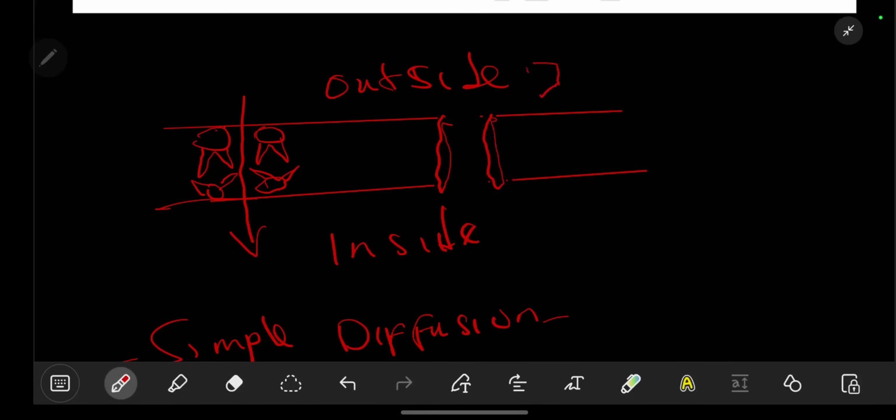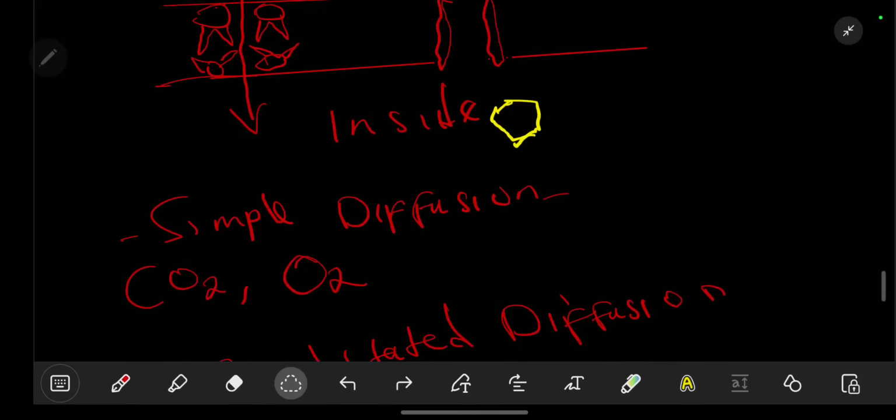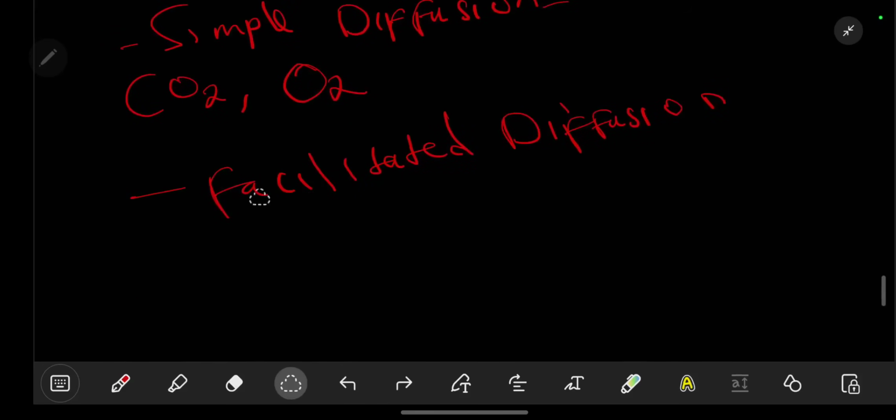So let's say this is our glucose. Our glucose will be able to pass like that. So this is facilitated diffusion, using a membrane protein integrated in the cell wall like that. This is the membrane protein integrated in the cell wall to allow certain substances to pass, so it does not require energy. So let's write something on facilitated diffusion.